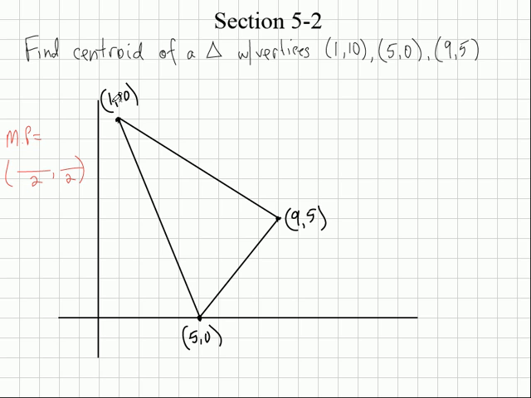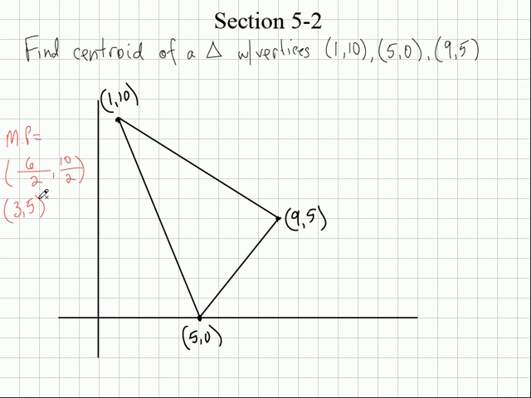So we add up the x's. We can just do this in our head, can't we? 1 plus 5 is 6. Agreed? And then add up the y's. 10 plus 0 is 10. So what's my ordered pair then? 3, 5. All right, that's without a doubt.